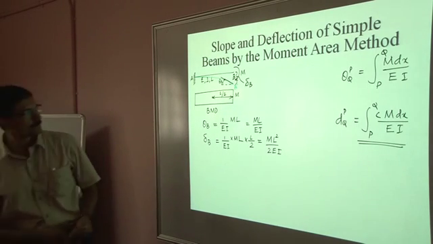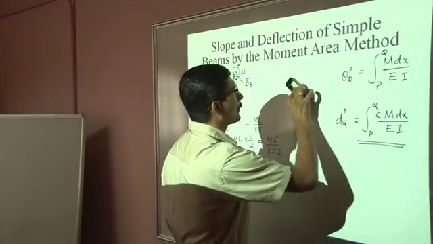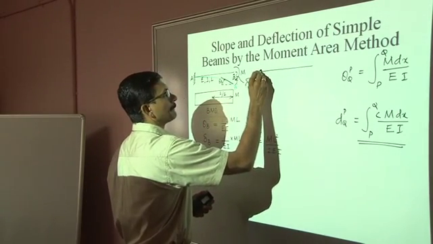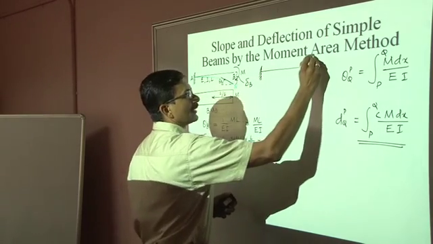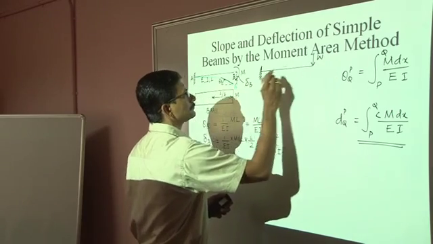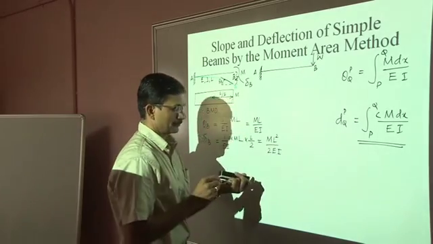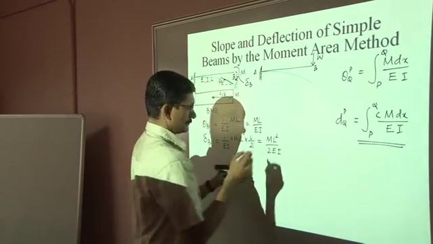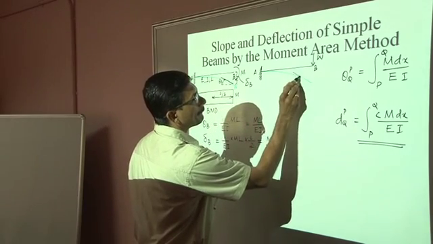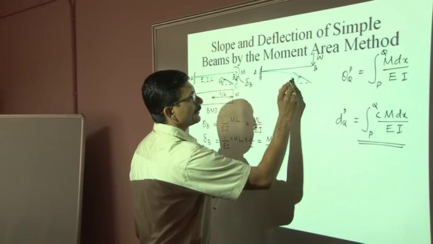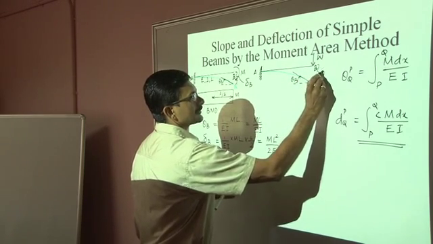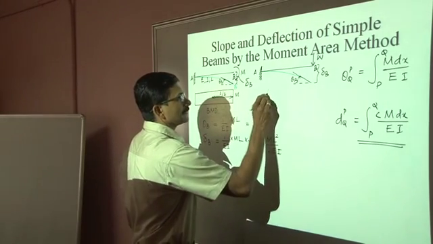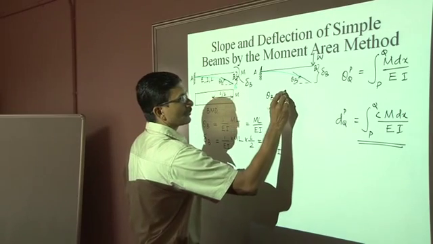Further, the same cantilever beam subjected to an end point load, capital W, has a deflected shape like that, with slope theta B and deflection delta B. Here theta B will be equal to 1 by EI.